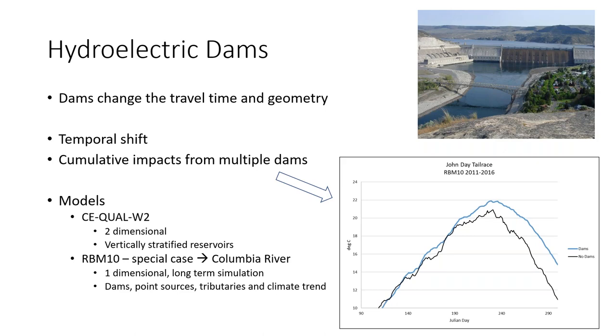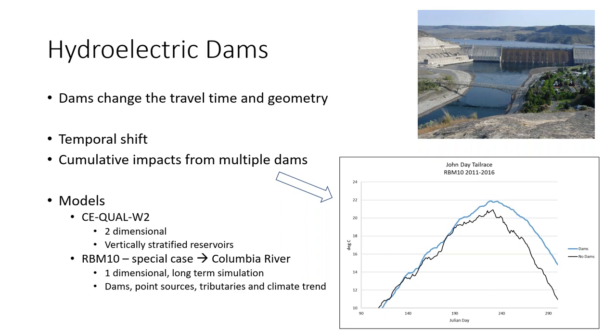And one of the other big factors or sources in our region is hydroelectric dams. I mentioned what they do to the geometry of a river, and one of the things that does is create a temporal shift in the cross-sectional average temperature of a river. So I show a plot here at one of the locations on the Columbia River, which is downstream of numerous dams. So this is the combined effect of numerous upstream dams.